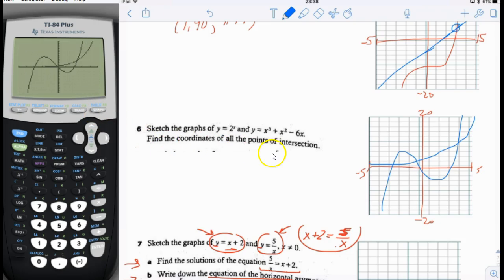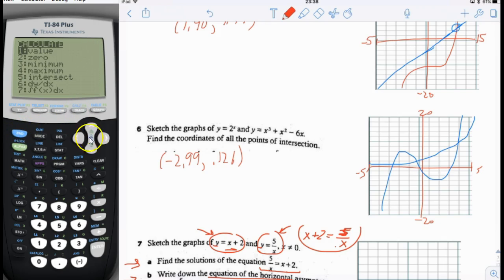Find the coordinates of all points of intersection. We're going to find these three coordinates of intersection. Second calc, intersect, which is number 5. First curve, yes. Second curve, yes. And now we're going to guess first this point here. And it gives us, the first one is negative 2.99, 0.126. So that's the leftmost one.